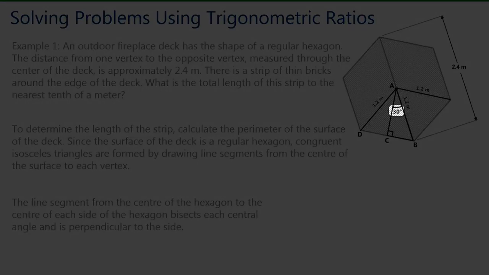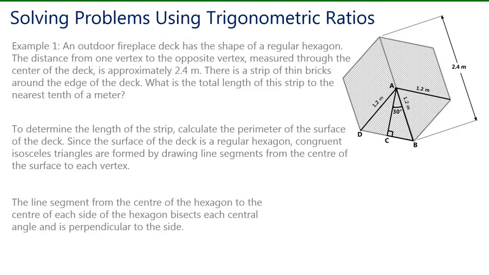Notice the 30 degrees. Bisecting means to divide into two equal parts. So the 60-degree angle was bisected into two 30-degree angles. We also know that DC equals BC. Recall that we need the length of DB, which is really twice the length of BC.